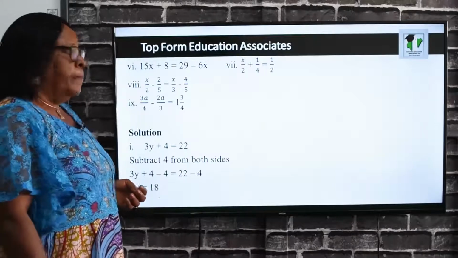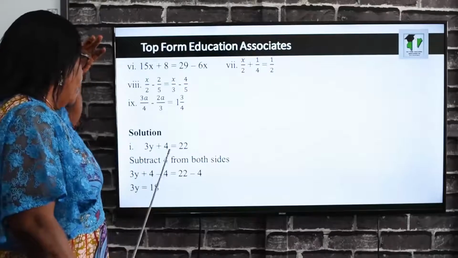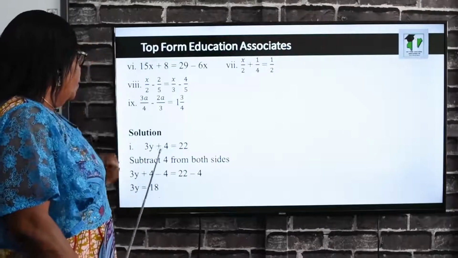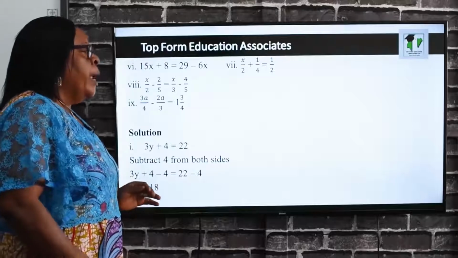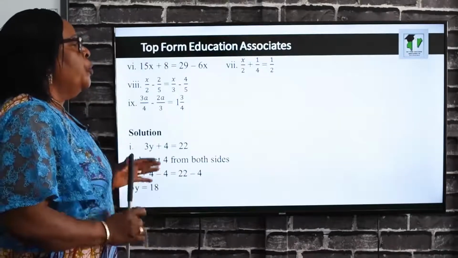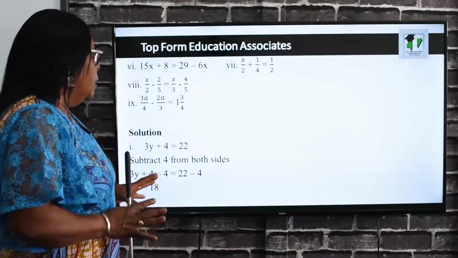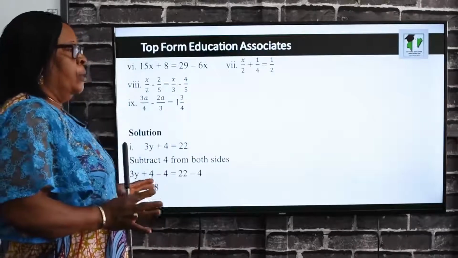Solution. Number 1. 3y plus 4 equals to 22. We are going to use what is called the balance method.